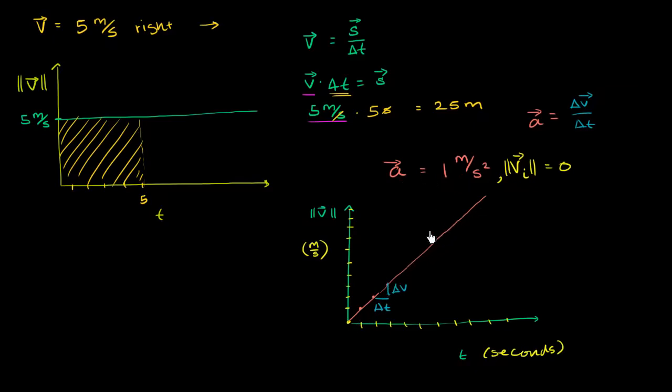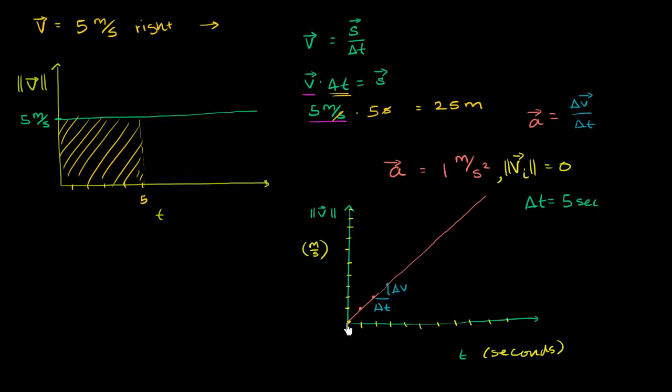Now what I want to do is think about a situation. Let's say that we accelerate at 1 meter per second squared, and we do it for a change in time of 5 seconds. And my question to you is, how far have we traveled? Which is a slightly more interesting question than what we've been asking so far.